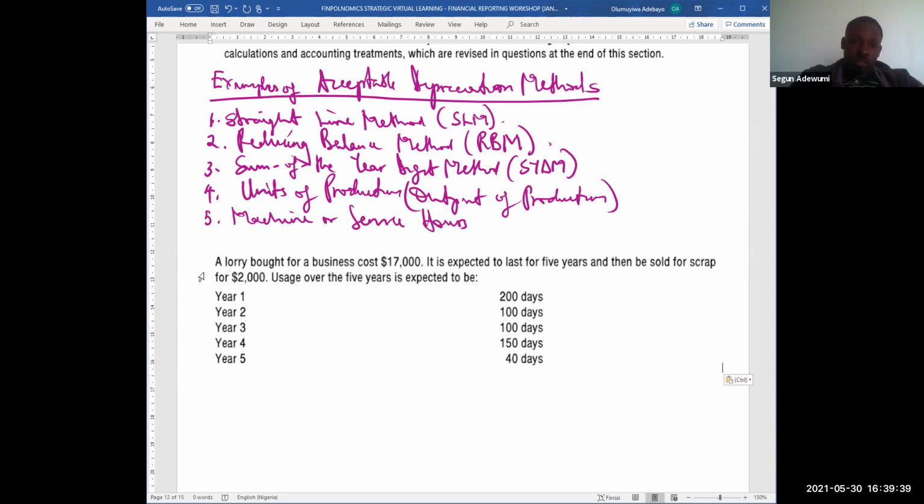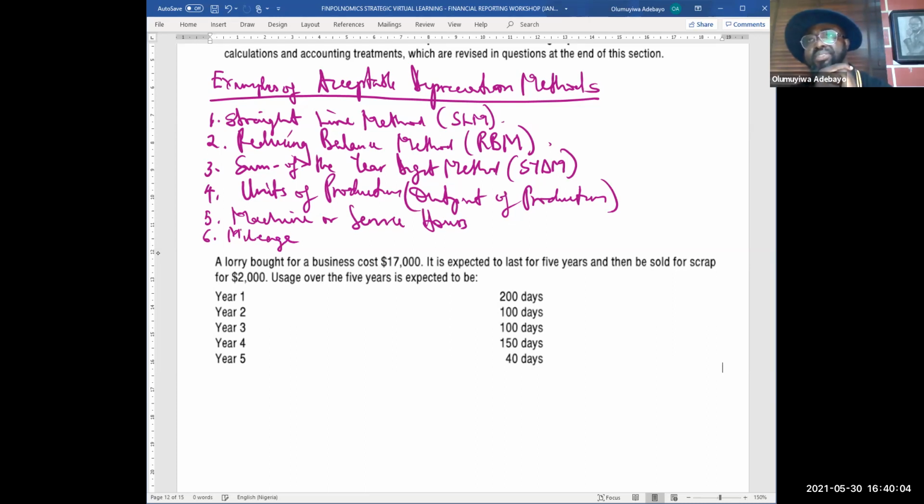Yeah, I can say reducing balance method, and it's based on the assumption that the asset is much more effective when you newly acquire it than later in the life of the asset. Okay, what if I decide to use mileage?